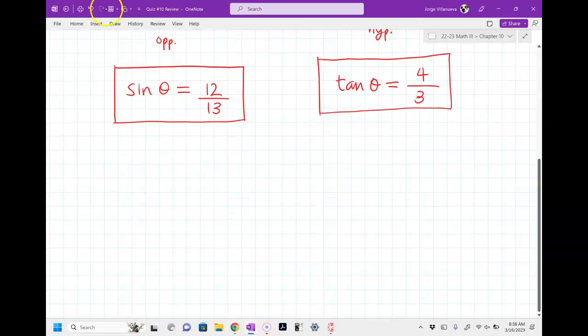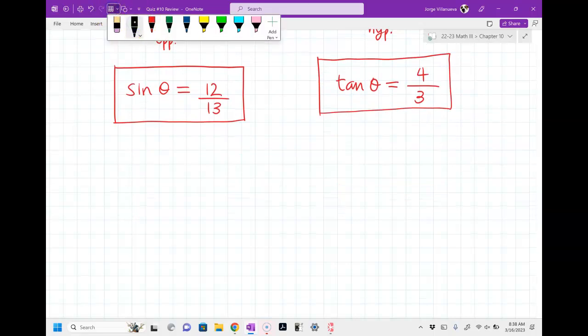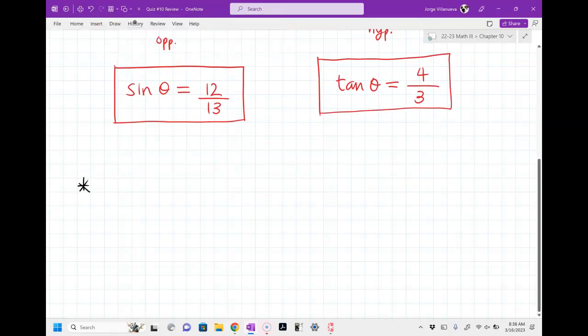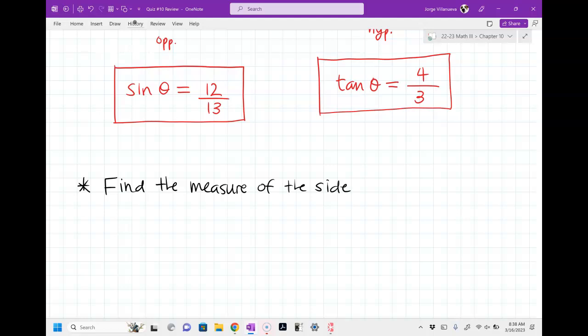All right, so let's go to the next set of problems that you're going to see. And these say find the measure of the side indicated.